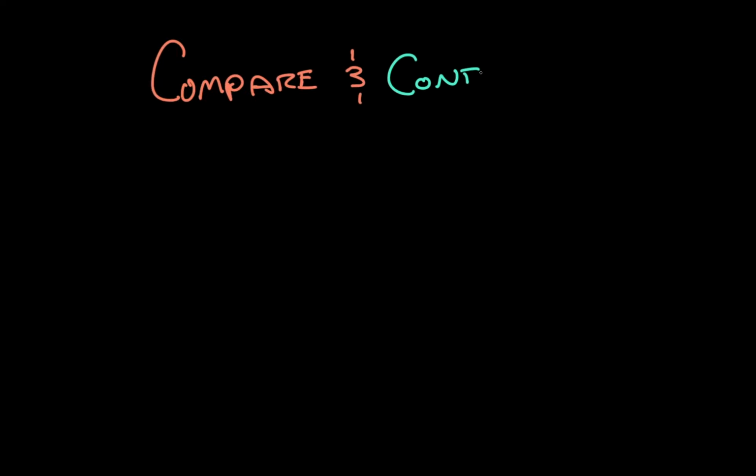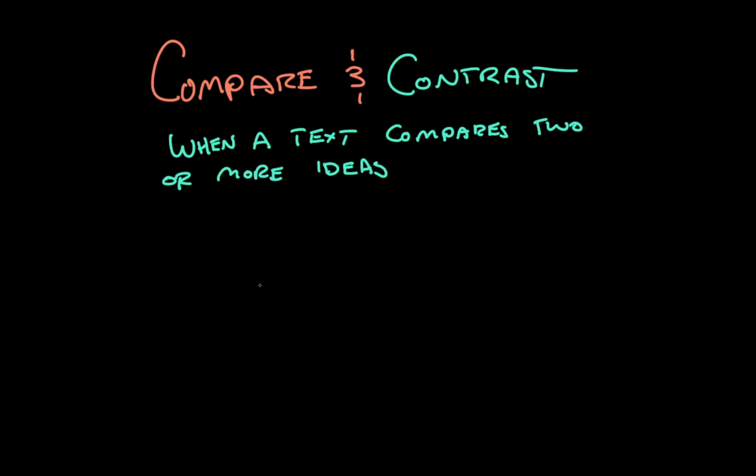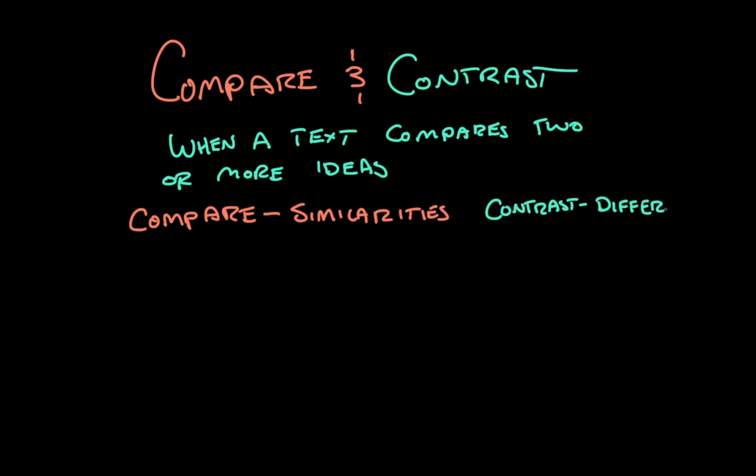Compare and contrast. You've probably heard of this one. When a text compares two or more ideas, that's a compare-contrast. The compare step discusses similarities, how things are similar, and then the contrast step discusses how those things are different. Look for clue words like same or different, both and neither, in contrast or on the other hand.